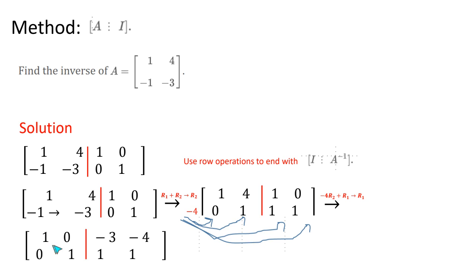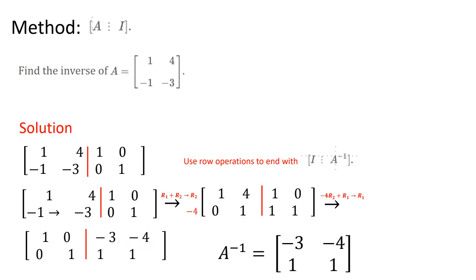So notice now you have 1s here and 0s here, so that's our identity matrix. So whatever we have left on the right side, that's going to be your inverse. So my inverse is -3, -4, 1, and 1. So that's this part here.